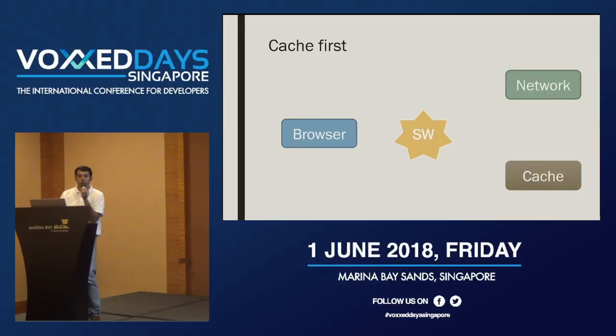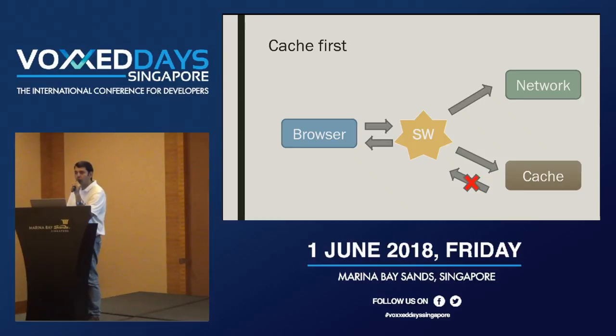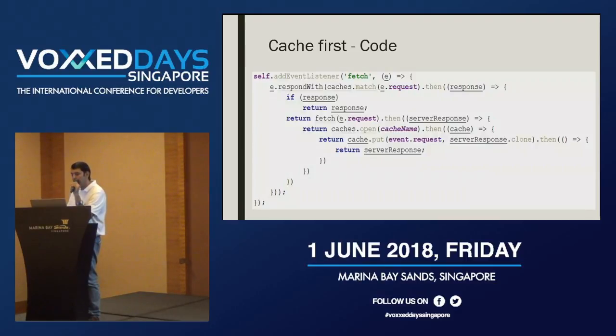The third strategy, and the most popular one, is cache first and then network. What it means is, when the request goes from the browser to the service worker, it's forwarded to the cache. If the cache has the data, it returns the data. If the cache does not have the data, then it goes to the network. It comes back to the service worker. The service worker puts it into the cache, because it's a request in that domain, so it will be added to the cache for future references. And then that response goes back to the browser. This is the cache first code.